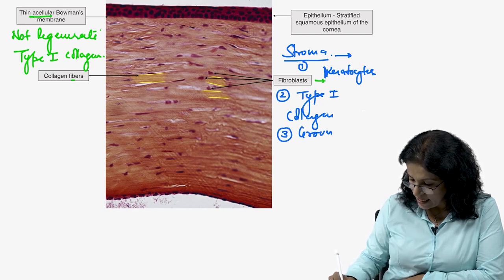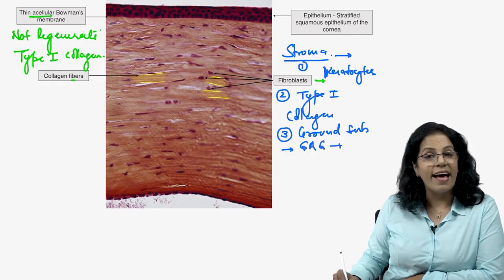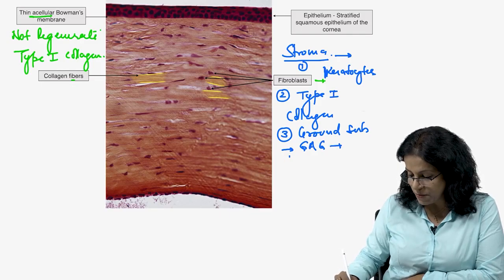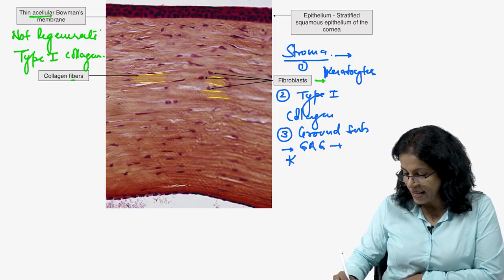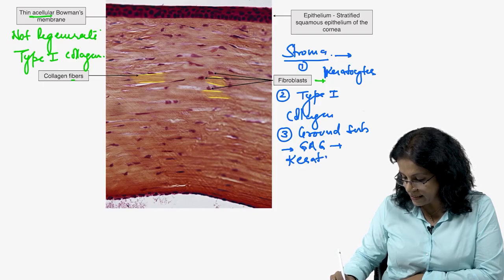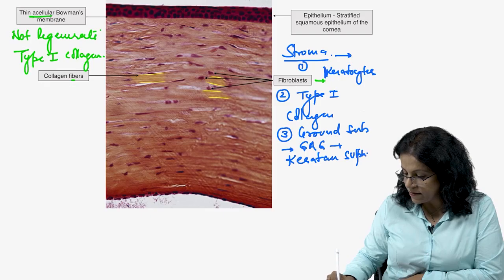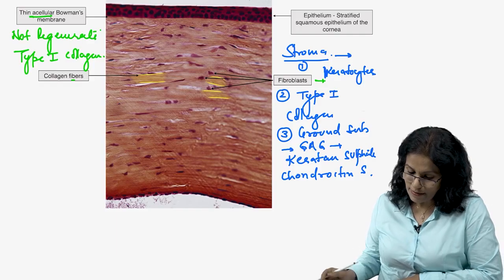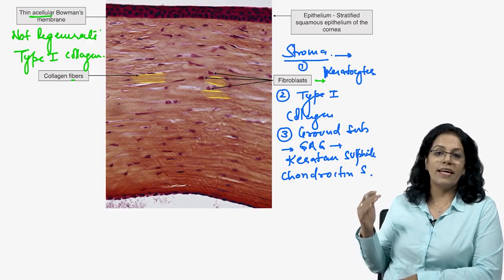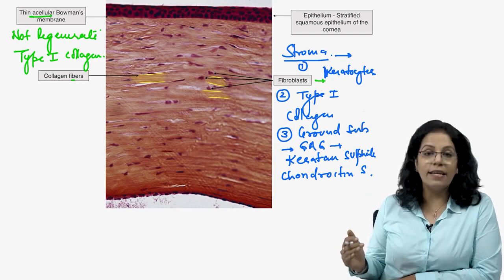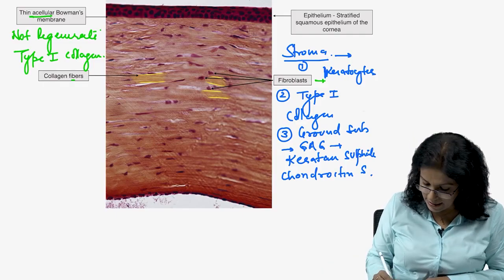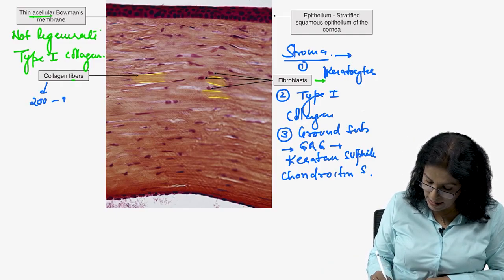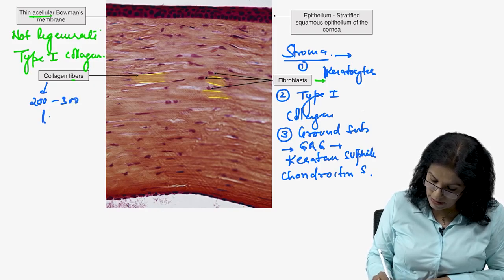The ground substance has glycosaminoglycans, this is important, asked in exam. Primarily what you have to remember, I am going to discuss in physiology of the cornea as well, is keratan sulfate, and second is chondroitin sulfate. Of course, 90% of the thickness is stroma. How many stromal lamellae of collagen fibers? It is around 200 to 300 lamellae.